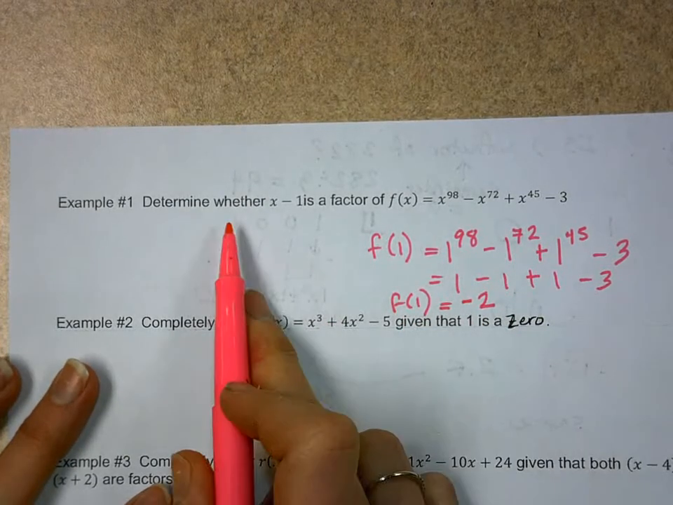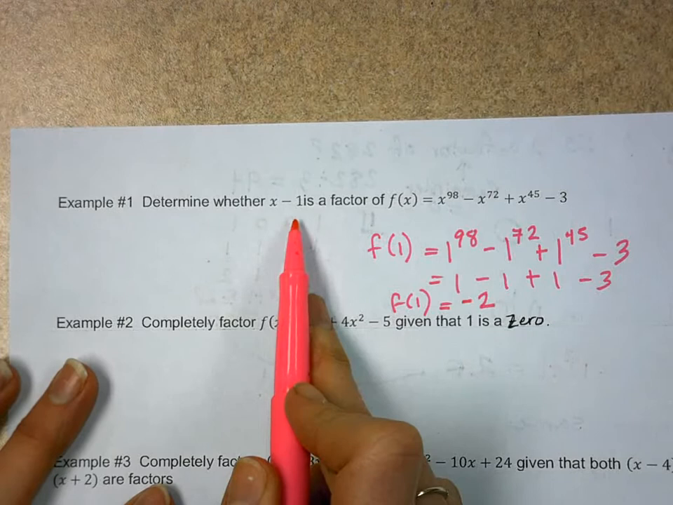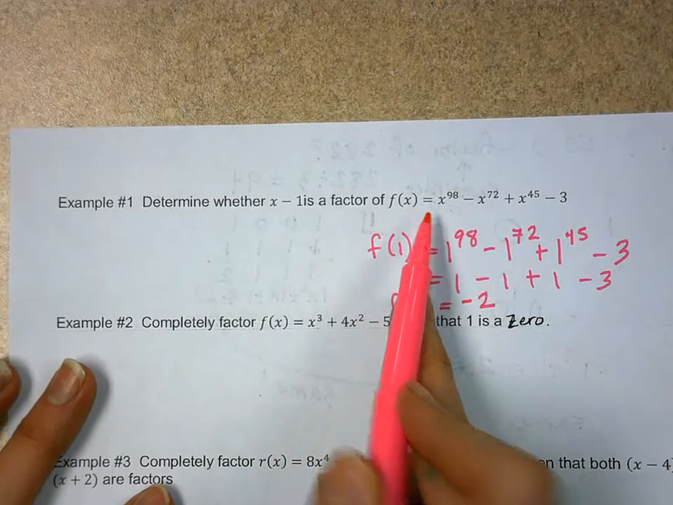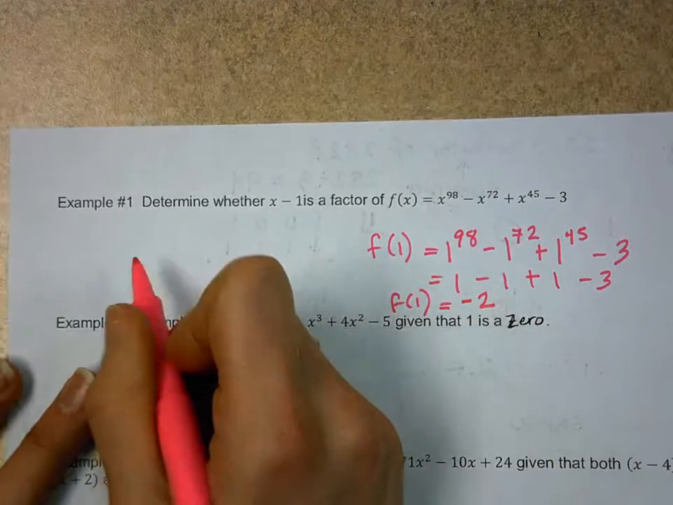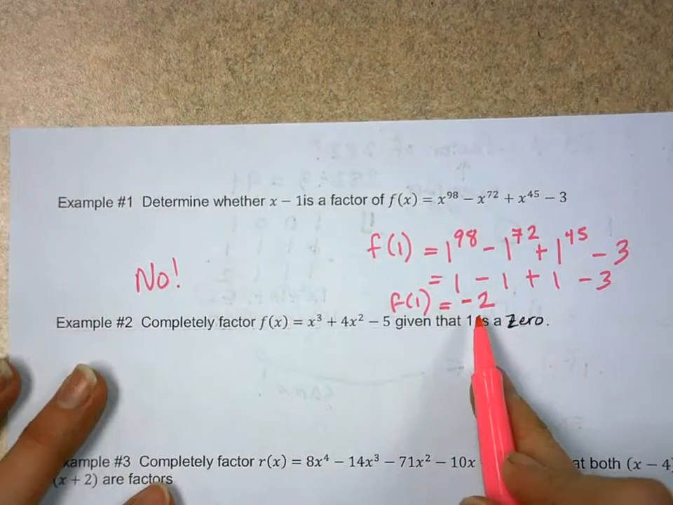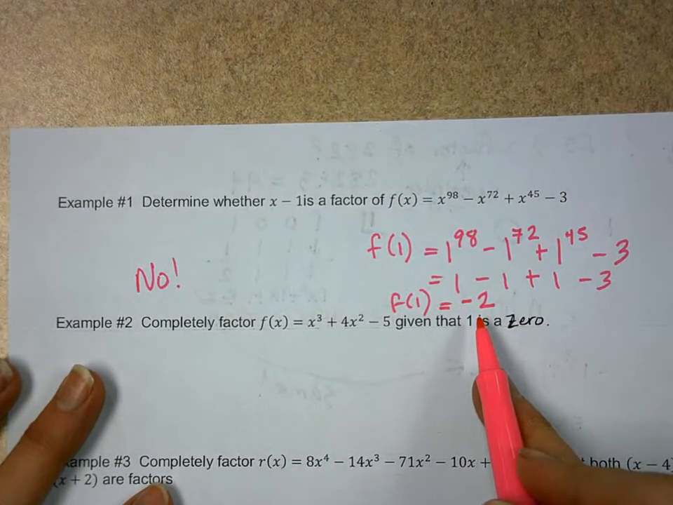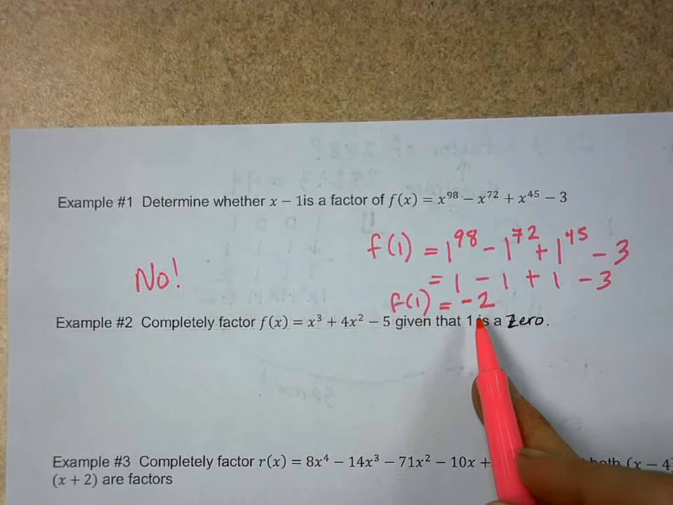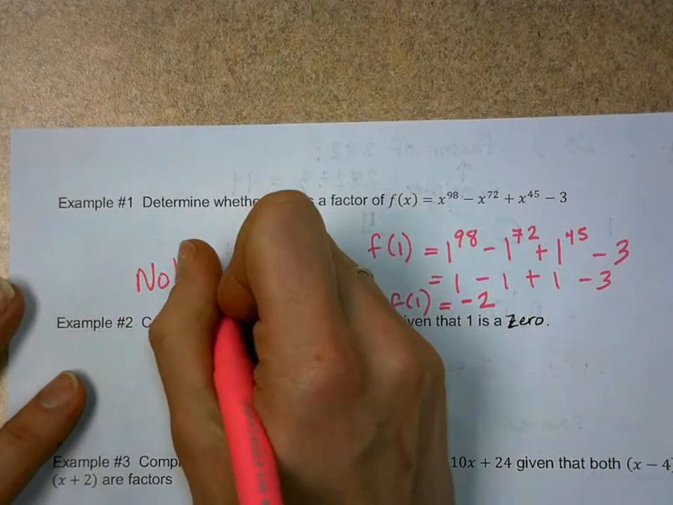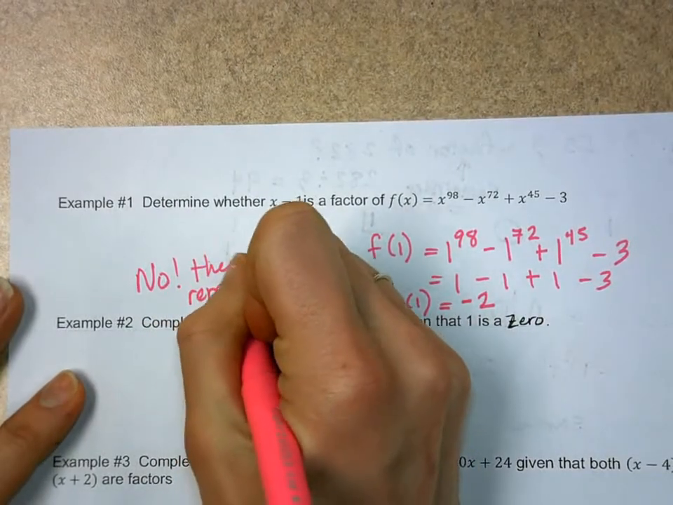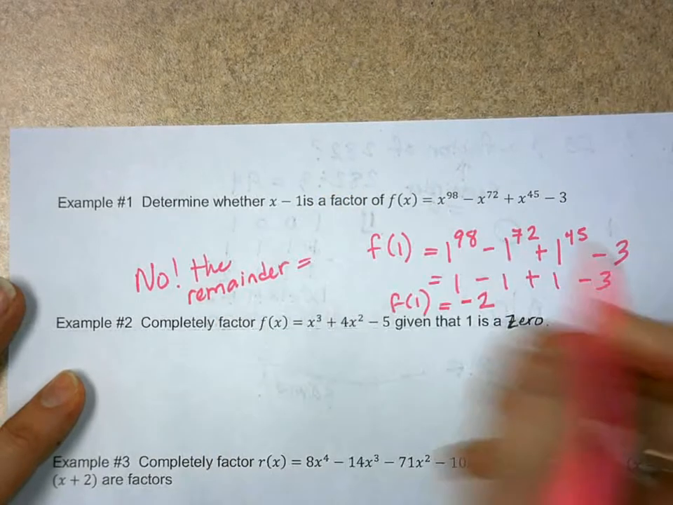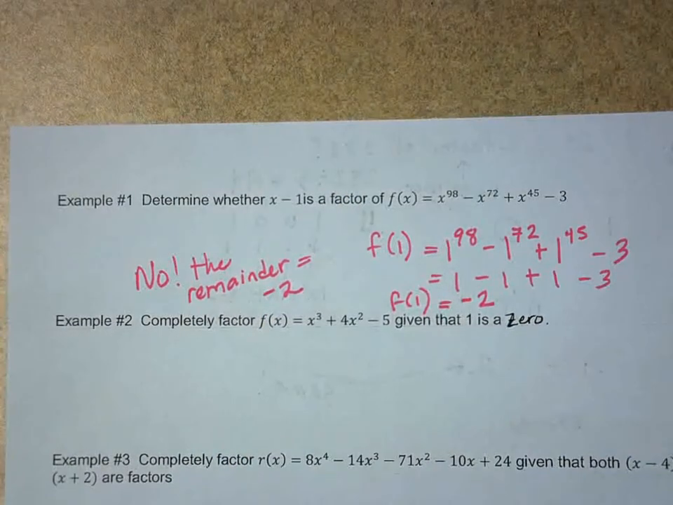So let's think about answering this question. Determine whether x minus 1 is a factor. Is it a factor? No. The remainder is negative 2. The remainder would have to be 0 for it to be a factor. So no, the remainder is equal to negative 2.